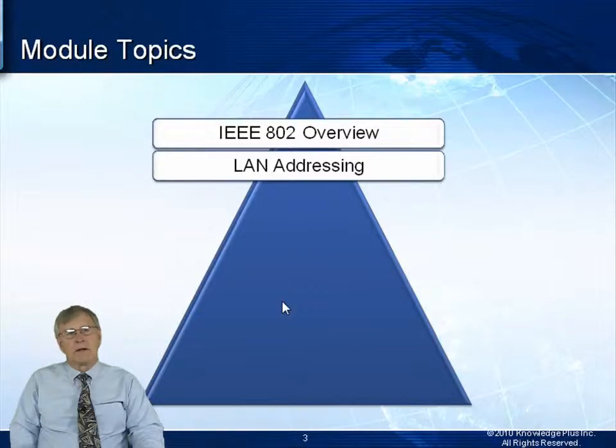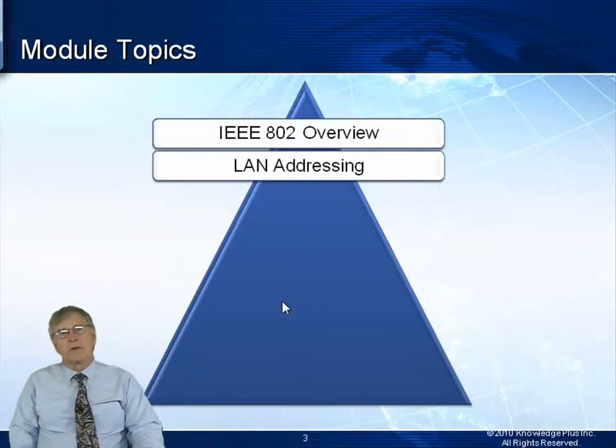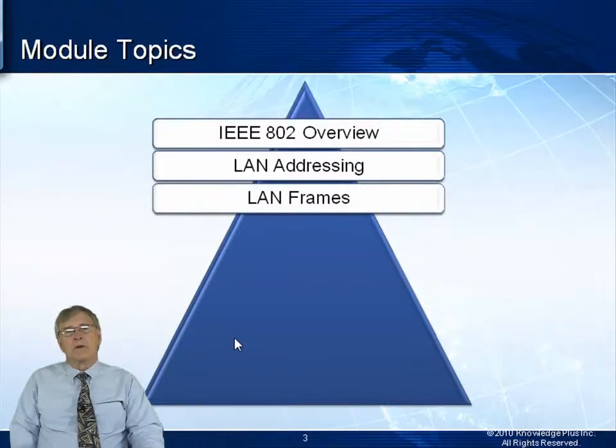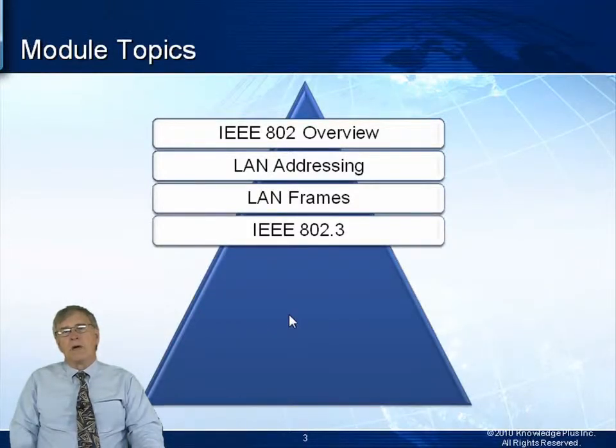We've talked about data link layer addressing in previous modules. Well, here we'll take a look at the exact addressing scheme as proposed by the IEEE and the LAN addressing methods, the media access control addresses that we've talked about earlier. We'll take a look at the details of frames that are found in the LANs as defined by the IEEE, and we'll look at a couple of the specific protocols for local area networking, and that is the IEEE 802.3 Ethernet protocol.